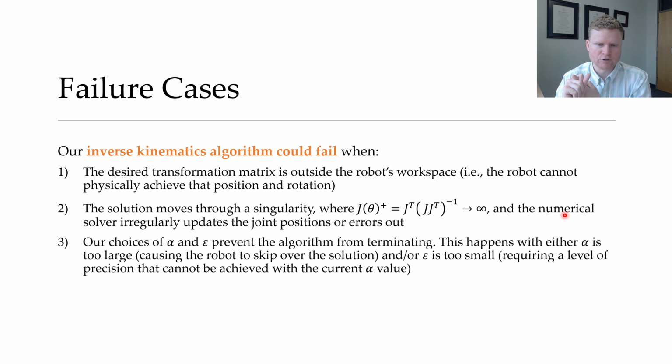So that would be one failure case. Another failure case that is a bit more pernicious, and it actually relates to the video I just showed you, is when your inverse kinematic solution moves through a singular position. If, when you're computing your inverse kinematics, you move through a position theta in which your robot is at a singularity, this Jacobian pseudo-inverse will explode.